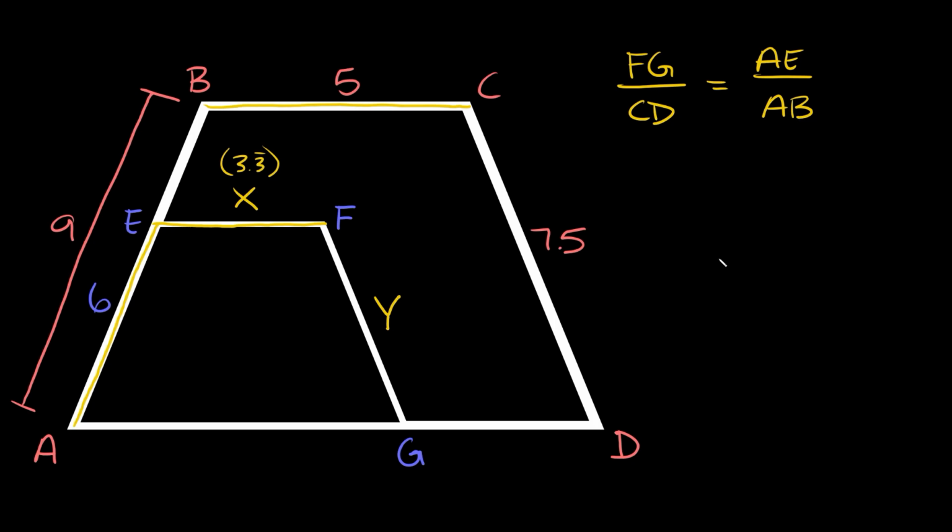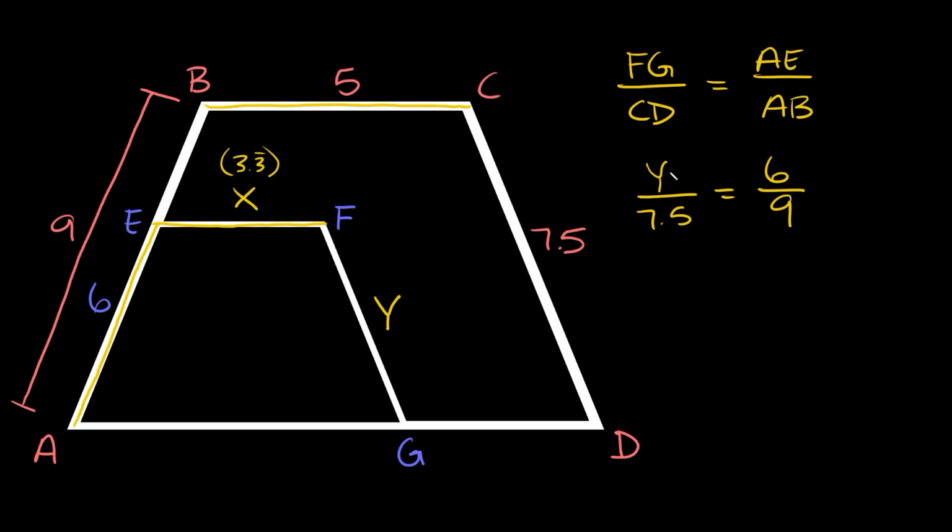Okay, so now that we have our proportion set up, now we can start filling in our numbers. So F to G, again, is just y. And that's going to go over C to D, which is 7.5. And that's equal to A to E. A to E is equal to 6. And A to B, again, is 9.